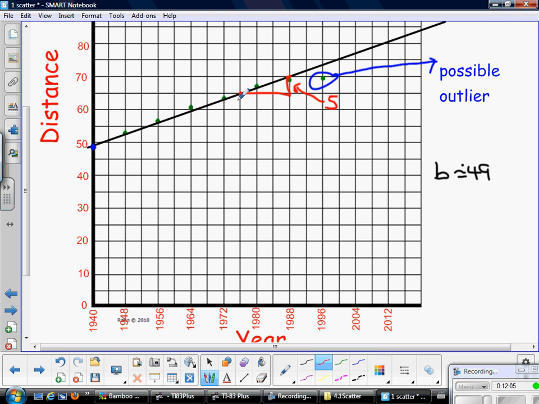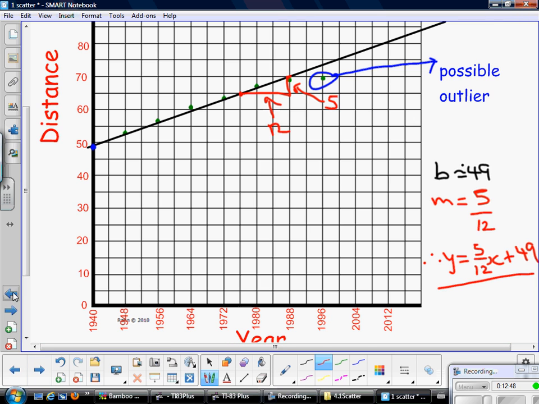And if I look at my run, I'm running 3 squares, but each square is worth 4. Remember, we talked about that. So that would be 4, 8, 12. So my slope then is 5/12. And we leave it, remember, as a fraction. Okay, so I have my slope, I have my y-intercept, so therefore I know that my line of best fit is going to be y equals 5/12 x plus 49. Okay, so that's my line of best fit.